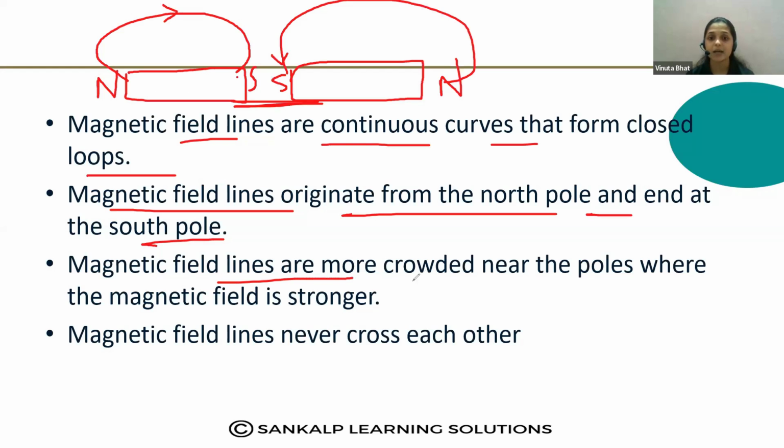Magnetic field lines are more crowded near the poles where the magnetic field is stronger.